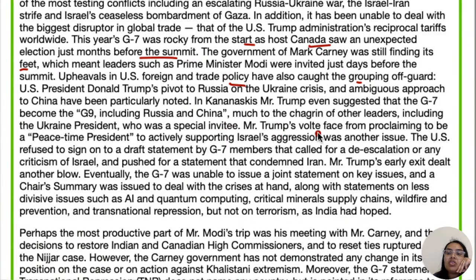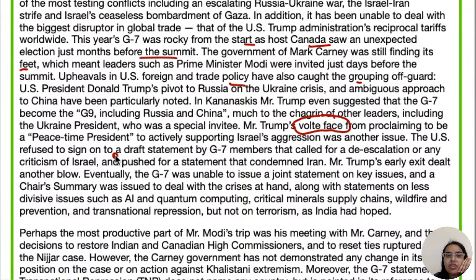Mr. Trump's volte face. From now you should know volte face means reversal. Okay, ये एक non-English but accepted, adopted in English phrase है जिसका मतलब होता है यू टर्न लेना. Volte face from proclaiming to be a peacetime president, his reversal from this title to actively supporting Israel's aggression was another issue. तो पहले बोलते हैं पीस लविंग पीस टाइम प्रेसिडेंट है और अभी एग्रेशन को सपोर्ट कर रहे हैं.